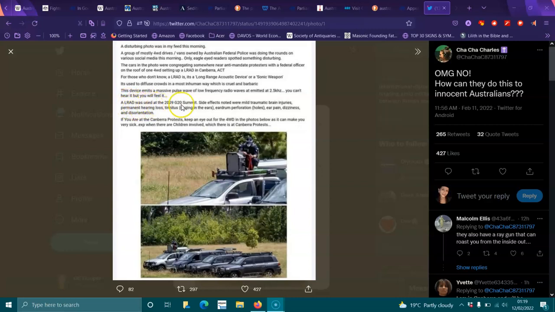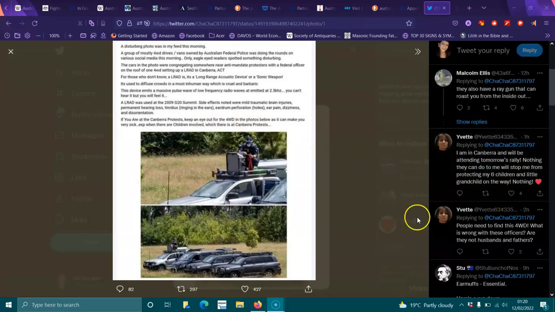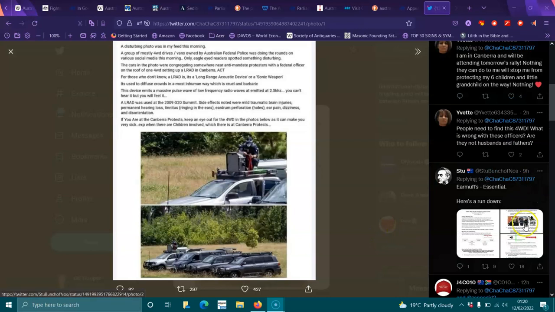An LRAD was used in the 2009 G20 summit. Side effects noted were mild traumatic brain injuries, permanent hearing loss, tinnitus, ringing in the ears, eardrum perforation, ear pains, dizziness, and disorientation. If you are at the Canberra protest, keep an eye out for the four-wheel drive in the photos below, as it can make you very sick, especially where children are involved. I've got a bad gut feeling, guys. Bad, bad gut feeling.